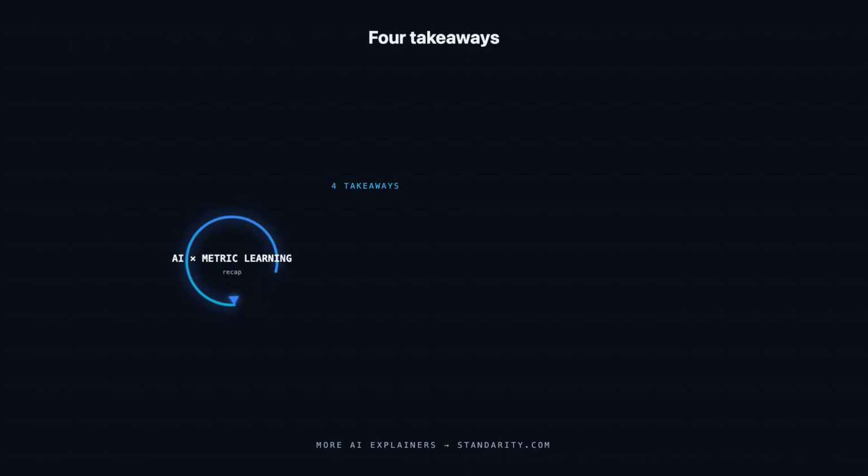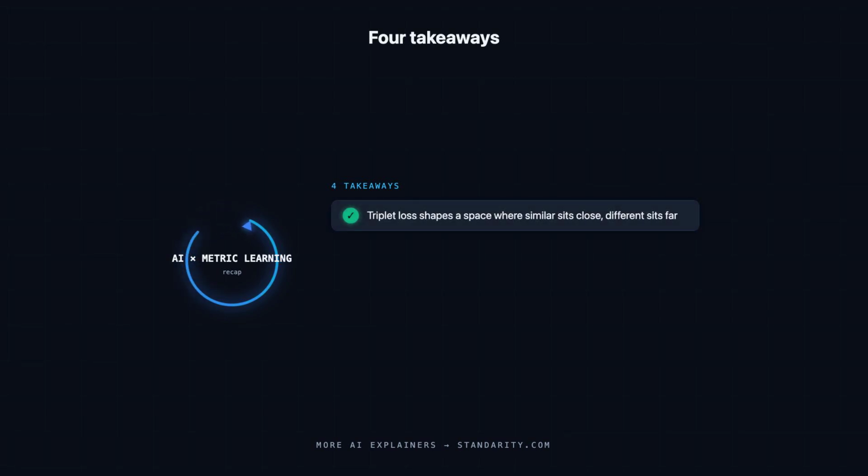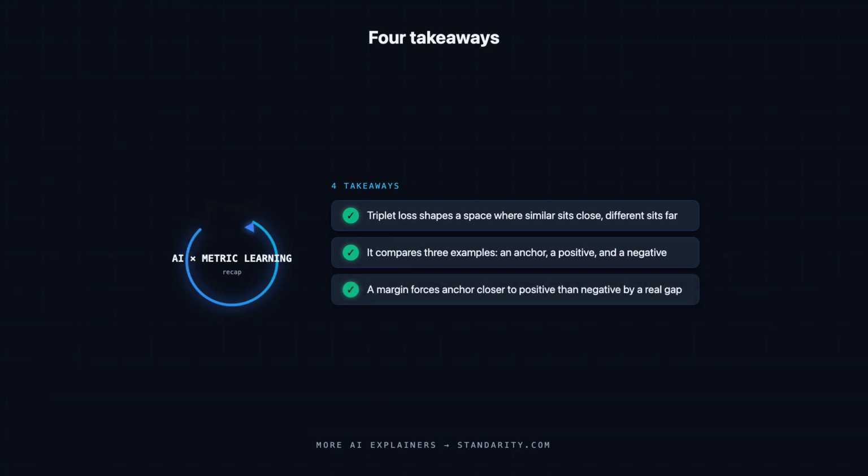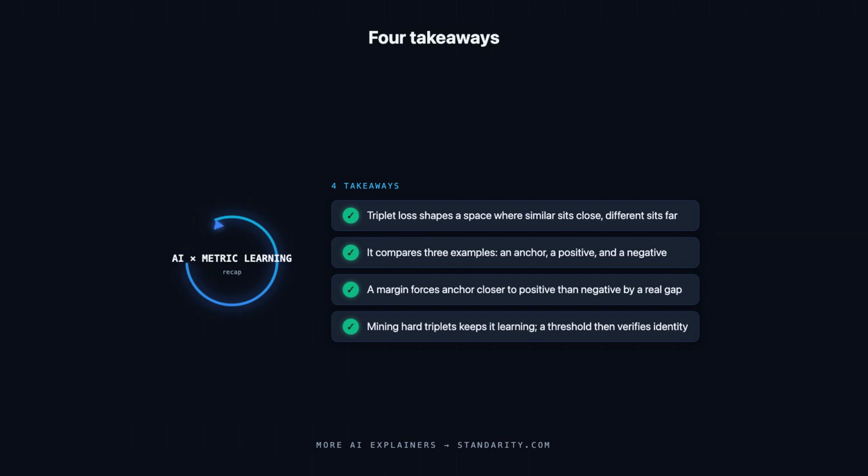Alright, let me leave you with the things worth locking in before you go. Triplet loss shapes an embedding space where similar items are pulled close and different ones are pushed far apart, purely by relative comparison. It compares a trio at once, an anchor, a positive of the same class, and a negative of another. A margin forces the anchor closer to the positive than the negative by a real gap, not a tiny one. Mining hard triplets is what keeps it learning, and the payoff is embeddings where a distance threshold verifies identity.